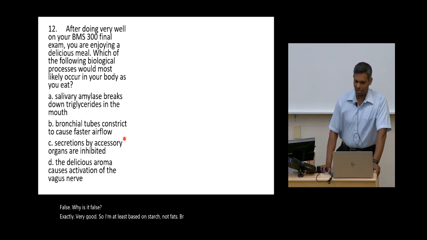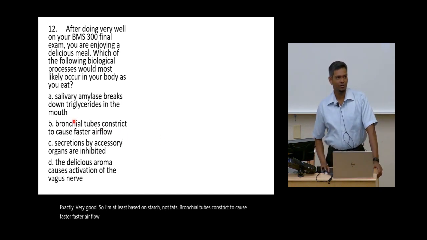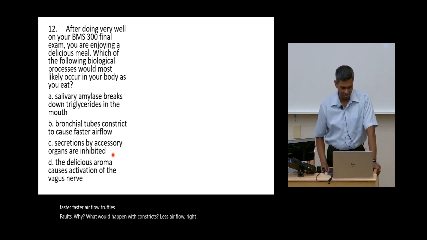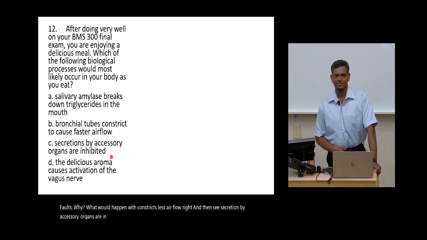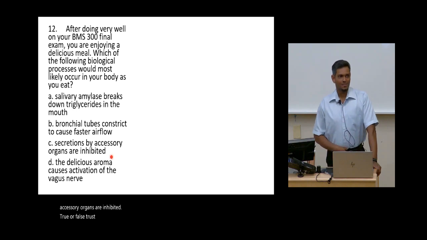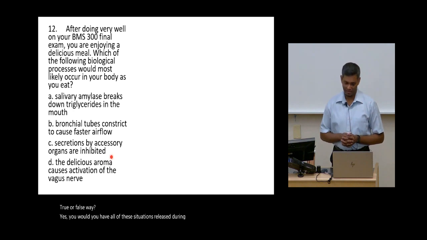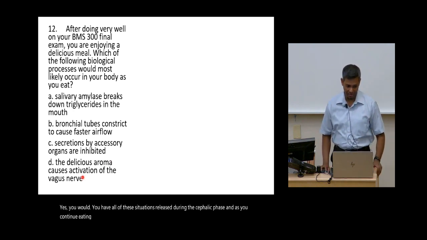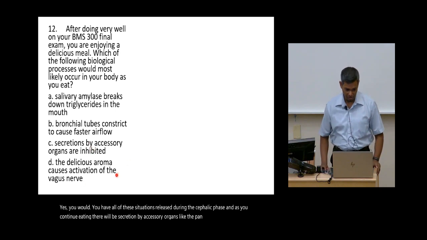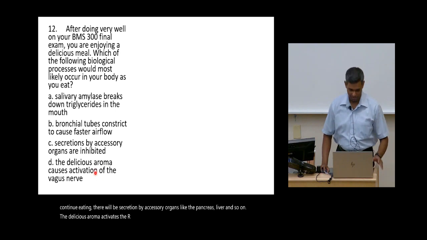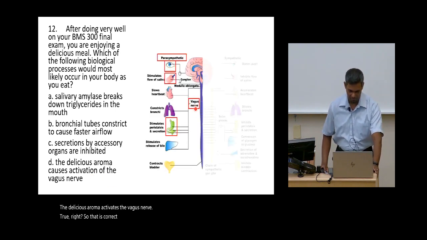Bronchial tubes constrict to cause faster airflow. True or false? False. Why? What would happen if it constricts? Less airflow, right? And then C, secretion by accessory organs are inhibited. True or false? False. Why? Yes, we would have all of these secretions released during the cephalic phase, and as you continue eating, there will be secretion by accessory organs like the pancreas, liver, and so on. The delicious aroma activates the vagus nerve. True, right? So that is correct, as shown here. Vagus nerve is going to be activated.